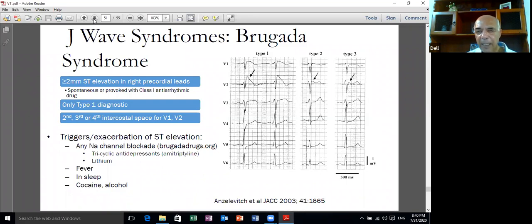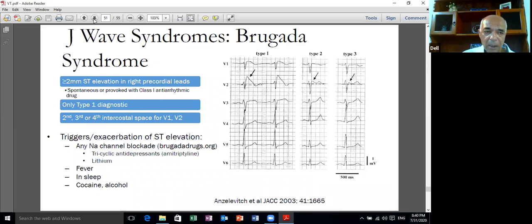Now type 2 and type 3 are saddle-shaped ST segments with elevation of the J point of 2 millimeters or more for type 2 and less than 2 millimeters in type 3. If you can change type 2 and type 3 into type 1, either by giving ajmaline or procainamide or simply moving the electrodes from the 4th right intercostal space to the 3rd to the 2nd over the right ventricular outflow tract, if they change into type 1, you settle the diagnosis. So the diagnosis is essentially type 1 with symptoms.